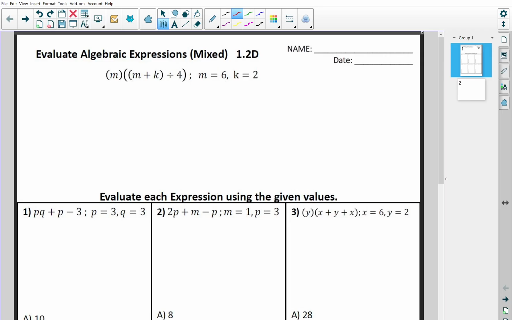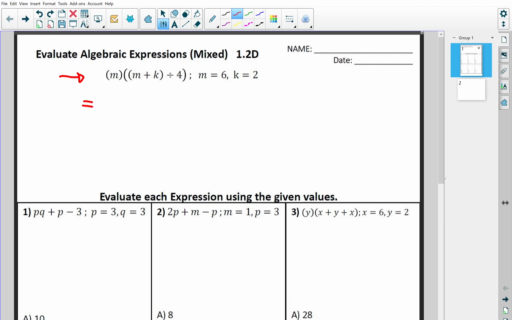Hello, today we are going to solve more problems on evaluating algebraic expressions. Look at our example. You have m multiplied to the quotient of the expression m plus k and 4. The values of the variables are given here. We have m is 6 and k is 2.